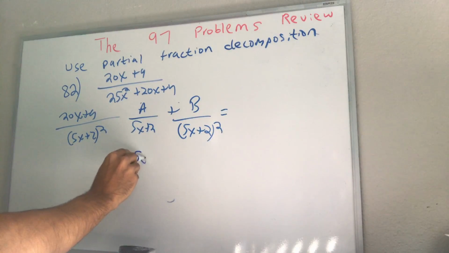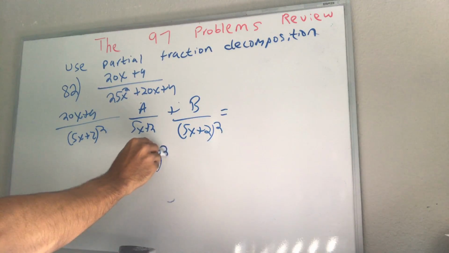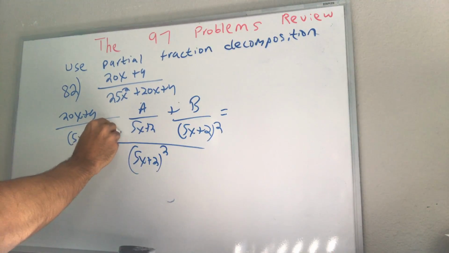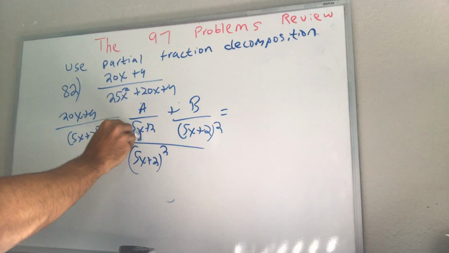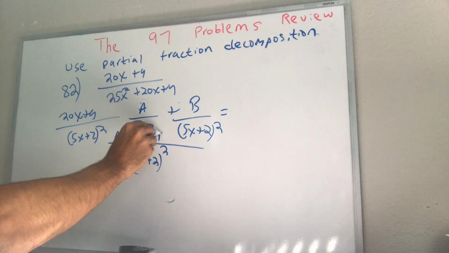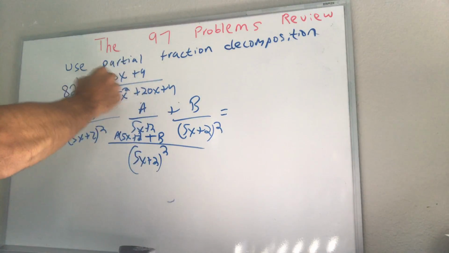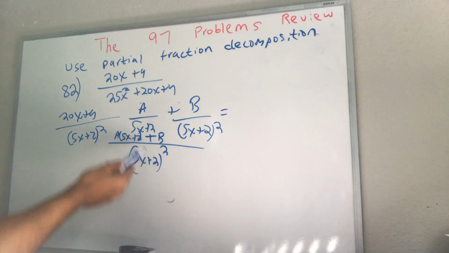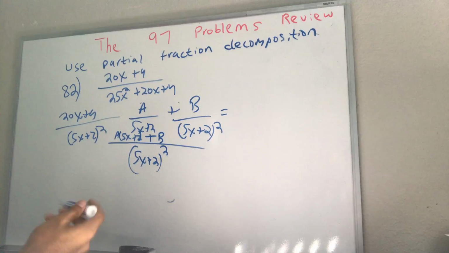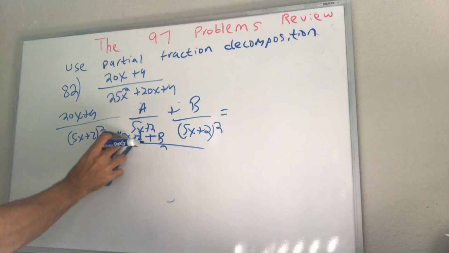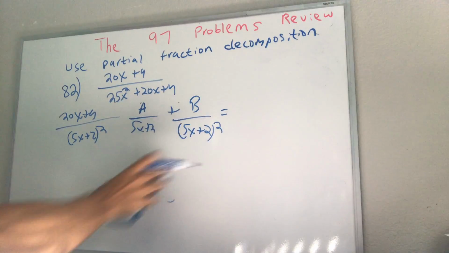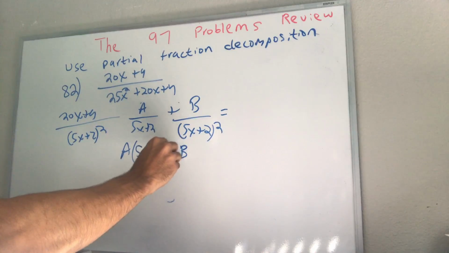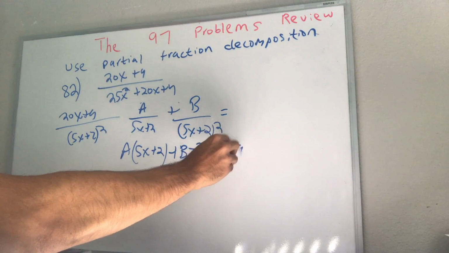So we say that the numerator must equal a times 5x plus 2, and then just plus b. This over here must equal this over here, and the denominator values become equal, since 5x plus 2 squared is the same thing as 25x squared plus 20x plus 4. We can then just say that a times 5x plus 2 plus b must equal 20x plus 9.